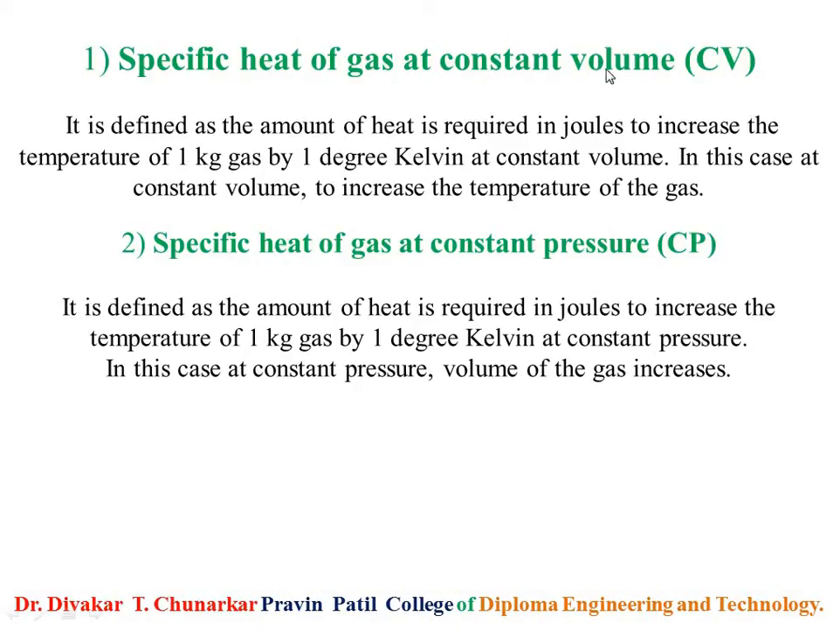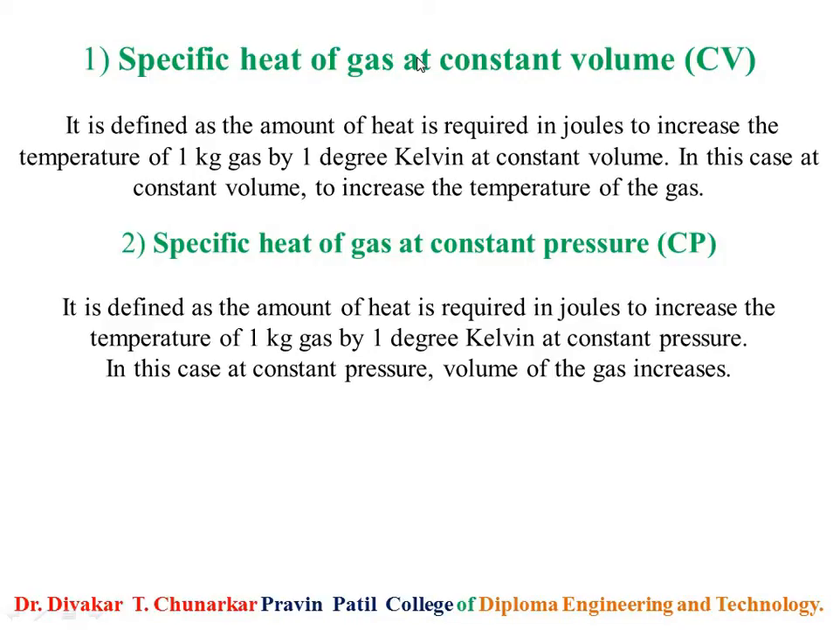Specific heat of gas at constant volume is defined as the amount of heat required in joule to increase the temperature of 1 kg of gas by 1 degree Kelvin at constant volume. Only in the definition you have to write "at constant volume" at the end. The specific heat of gas is defined as the amount of heat required in joule to increase the temperature of 1 kg of gas by 1 degree Kelvin.